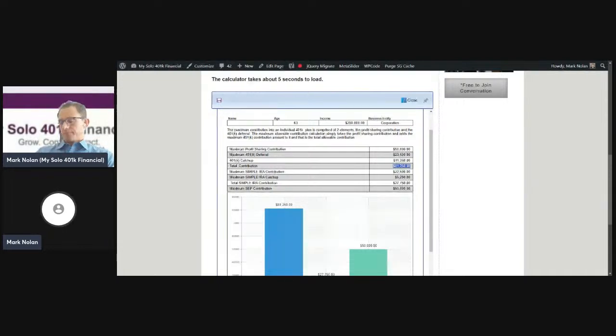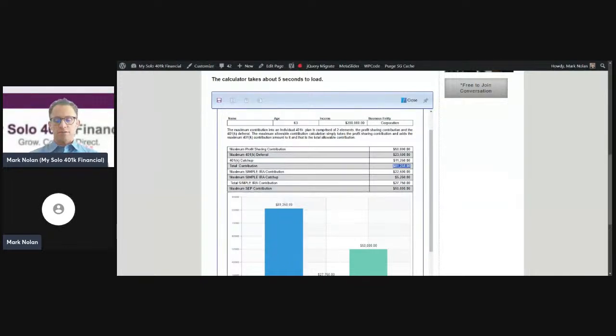What? See how we get to that. Let's see, 81,250 minus 50,000 equals 76. Oops, one moment here. Let me do the math here. So 81,250 is the overall limit.